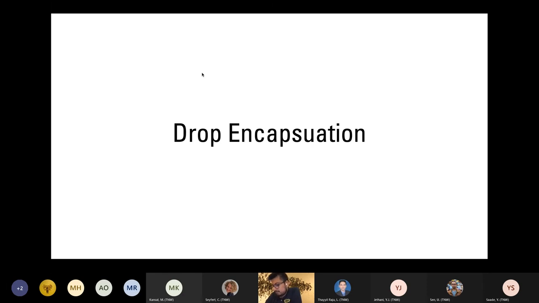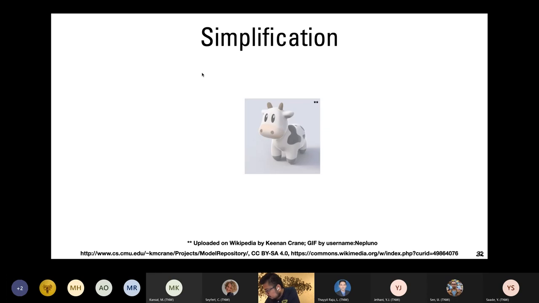So it should be written up soon. But another one is drop encapsulation, which was actually the first problem that I tried to tackle using this method, but this is still a work in progress. So let me bring it up. Okay, these are my slides.